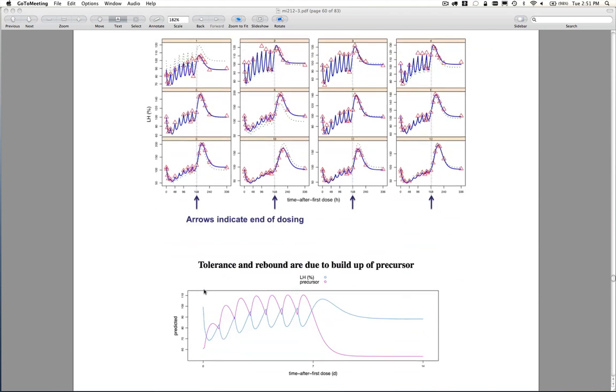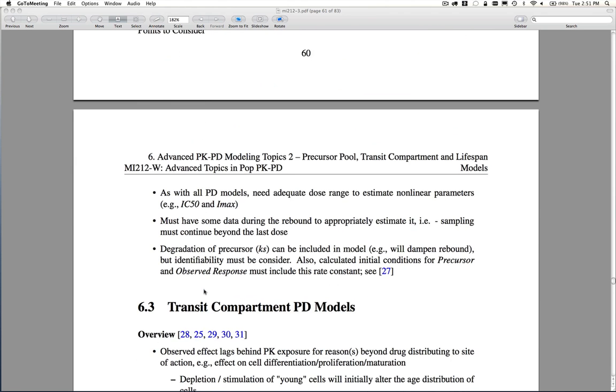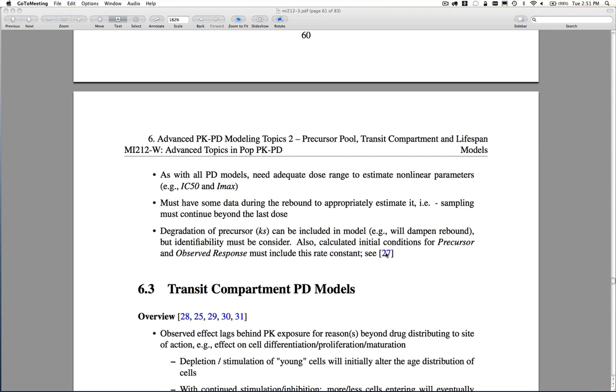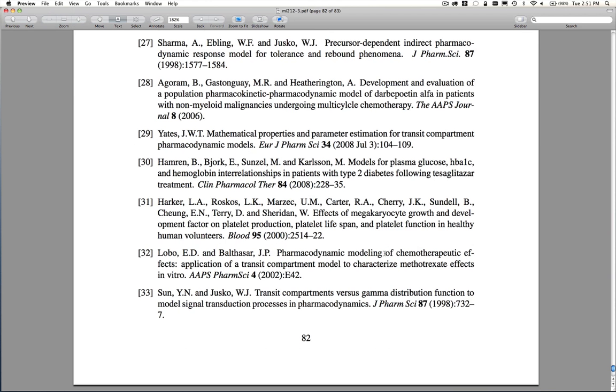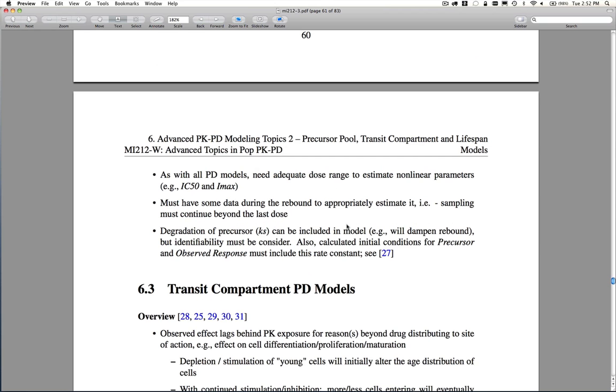And again, those situations are reviewed fairly thoroughly in the original paper here. I believe this is the original Sharma paper back in 1998. They also, within that paper, derive the initial conditions for the precursor and the observed response when you include that particular degradation term. The one thing to consider is that you're going to need a fairly substantial amount of data, and ideally data within that precursor pool, in order to be able to identify and appropriately estimate that KS term.